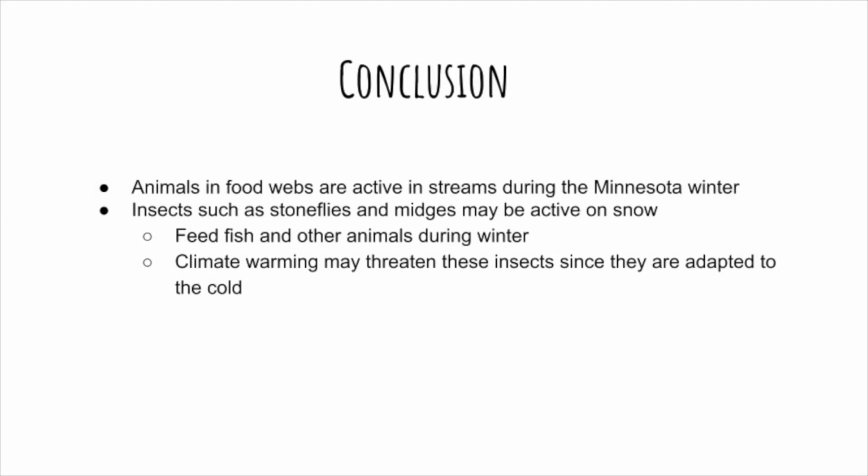In conclusion, animals in food webs are active in streams during the winter in Minnesota. Insects such as stoneflies and midges may be active on the snow and feed fish and other animals during winter, but climate warming may threaten these insects since they're adapted to the cold winter.